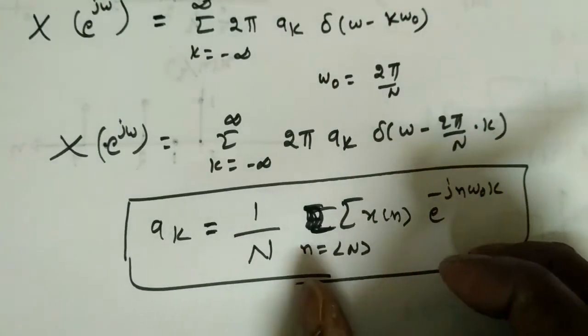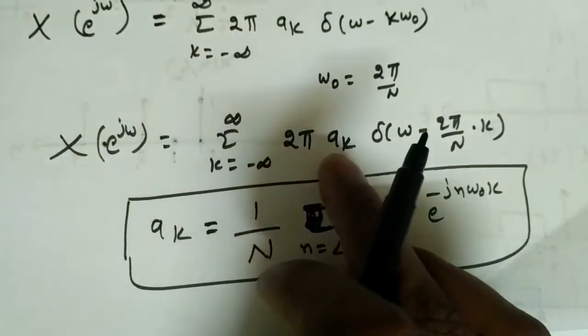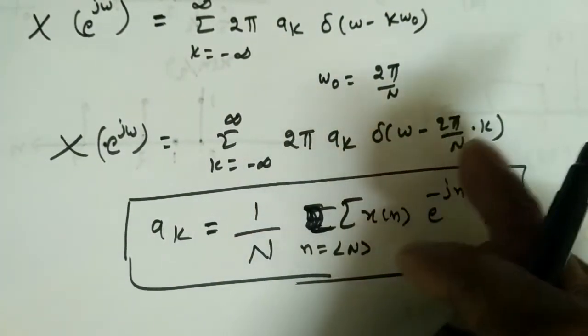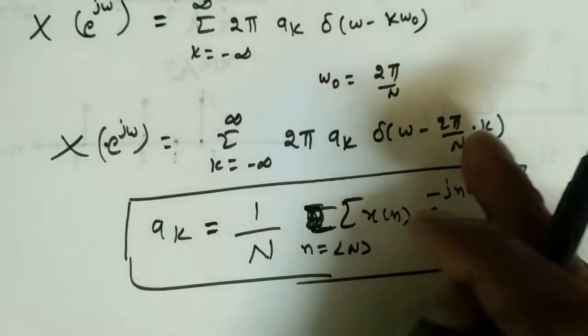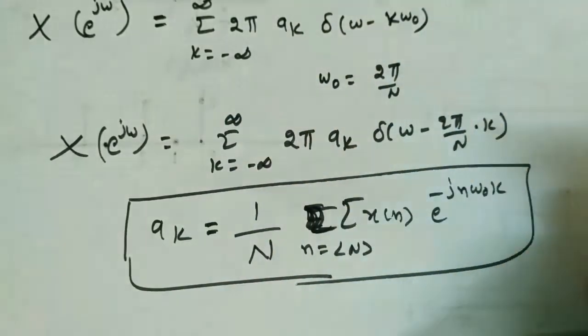Then once we know the Fourier series coefficients, we can simply write 2 pi ak delta omega minus 2 pi by n into k. The value of n is given, and depending on that this equation will come, right? Now we will solve this problem.